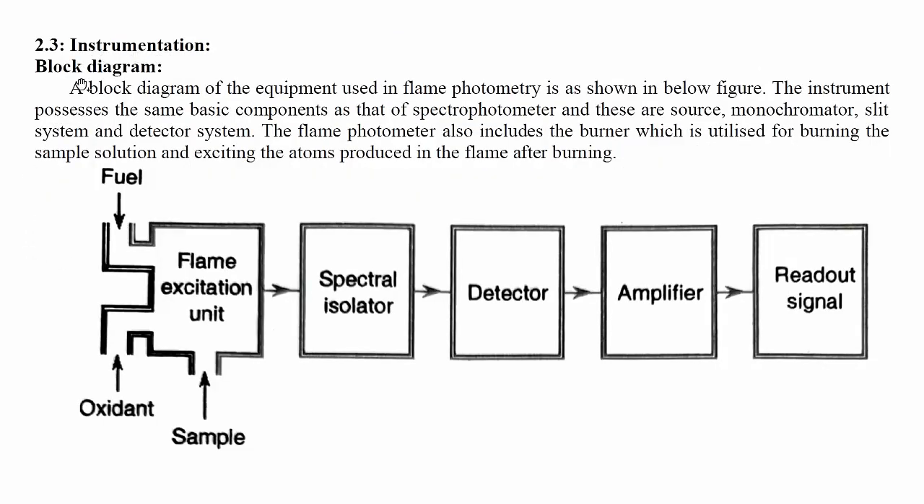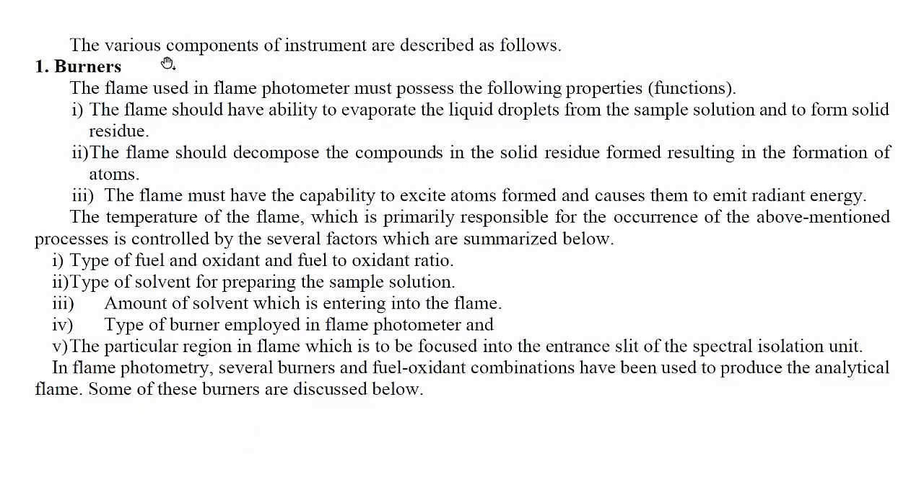2.3 Instrumentation. Block diagram. A block diagram of the equipment used in flame photometry is shown in the below figure. The instrument possesses the same basic components as that of a spectrophotometer, and these are source, monochromator, slit system, and detector system. The flame photometer also includes the burner, which is utilized for burning the sample solution and exciting the atoms produced in the flame after burning. The various components of the instrument are described as follows.